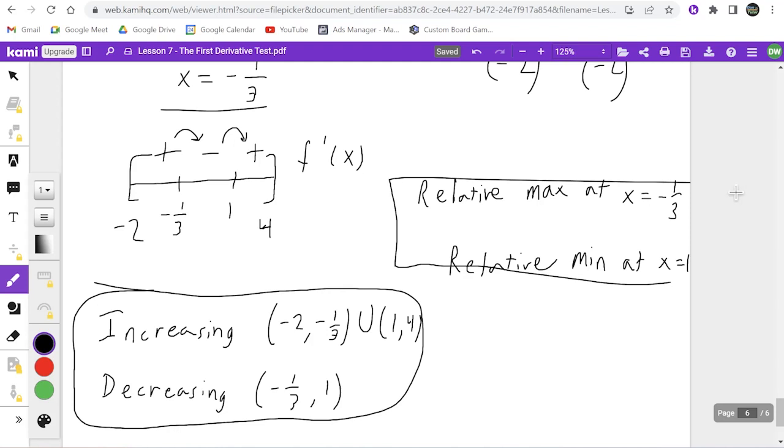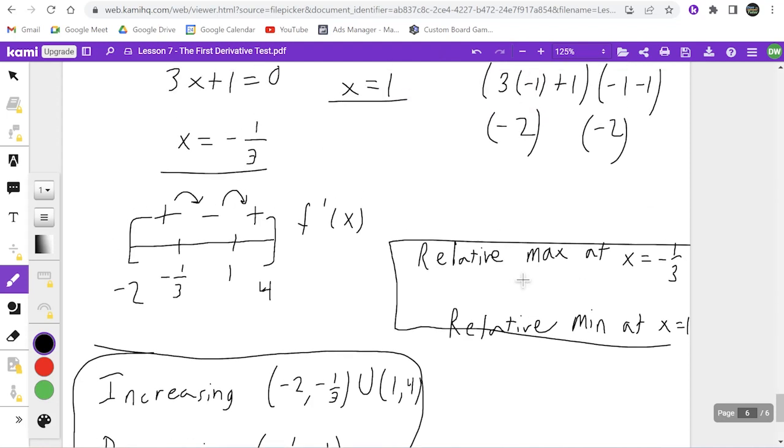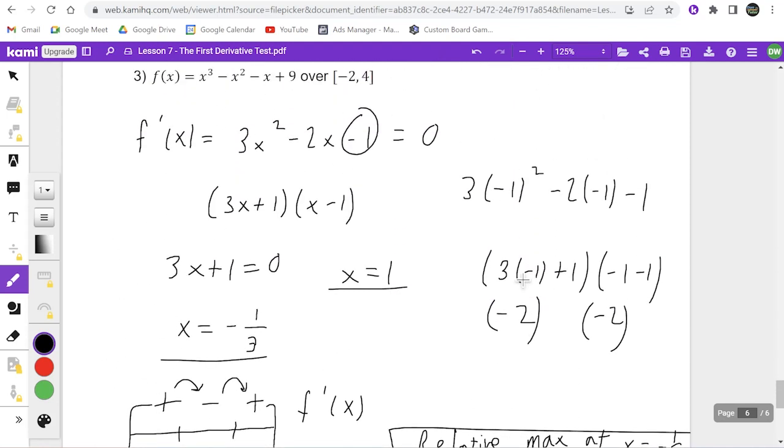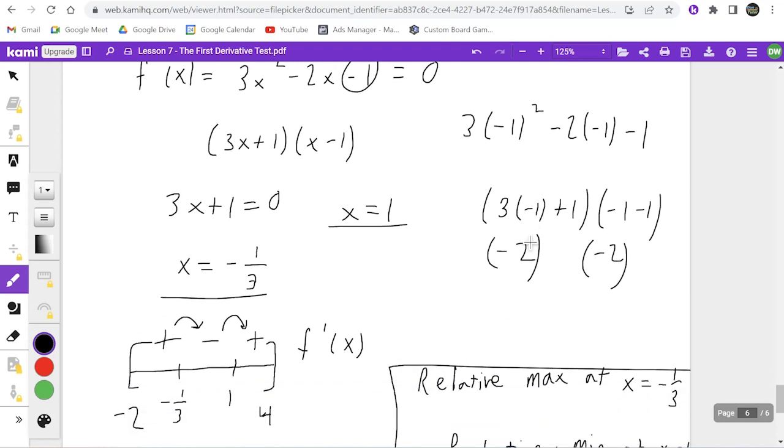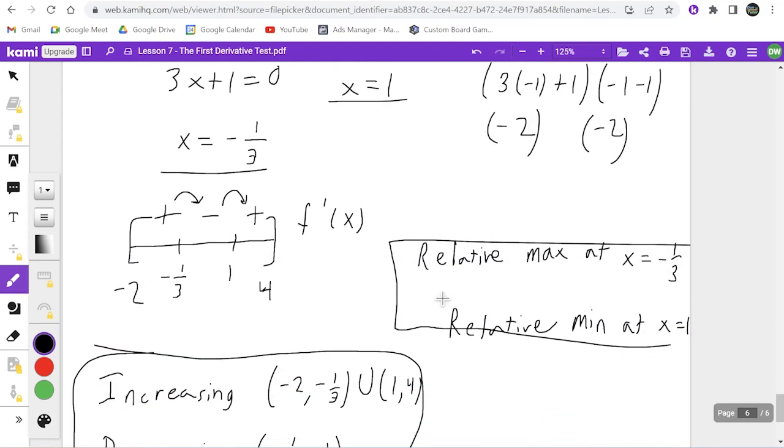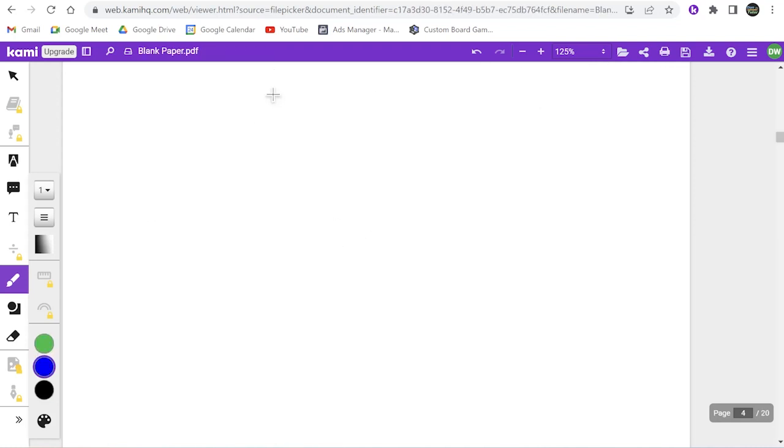Okay, we got our relative extrema, we got our increasing, decreasing. Only one thing left to do, it's the absolute extrema. And as we already know, we're going to plug it into the original function. But can someone tell me what values I'm plugging into the original function? We're plugging in the critical values and the bounds. Exactly. So the four numbers from my number line.